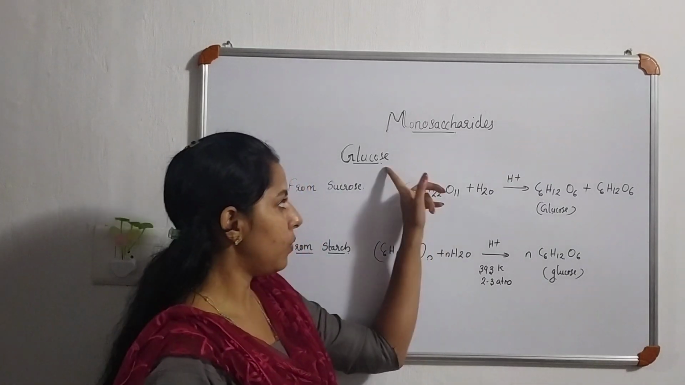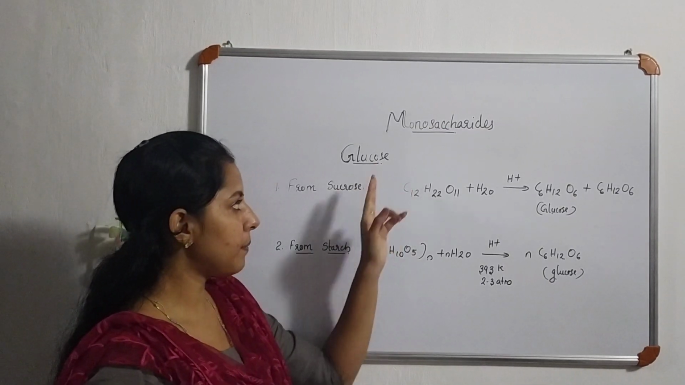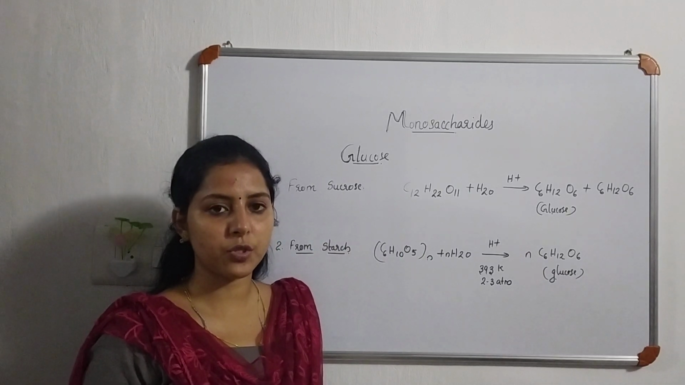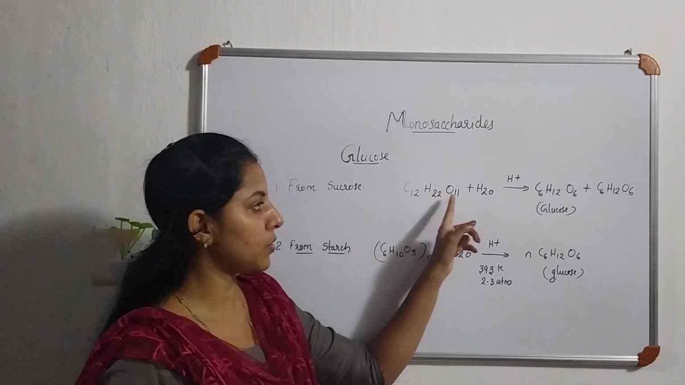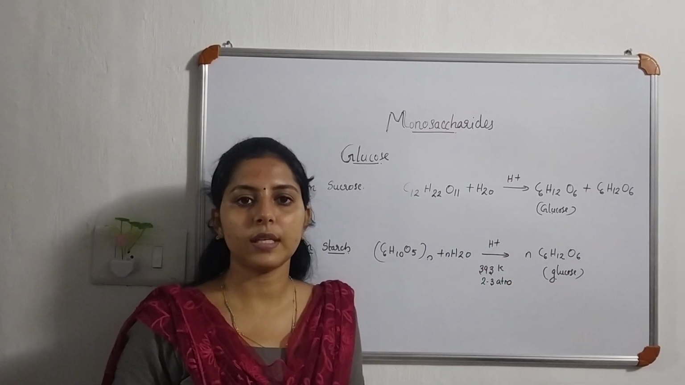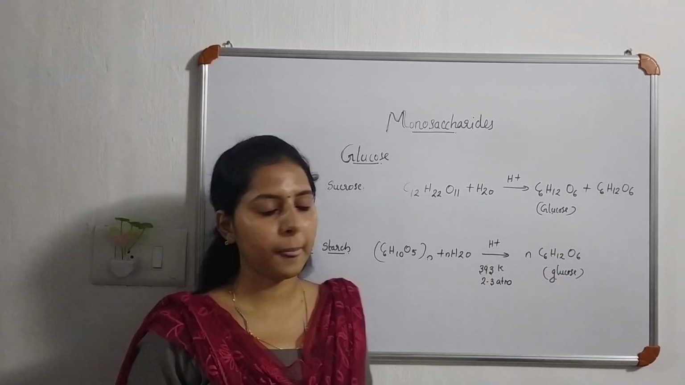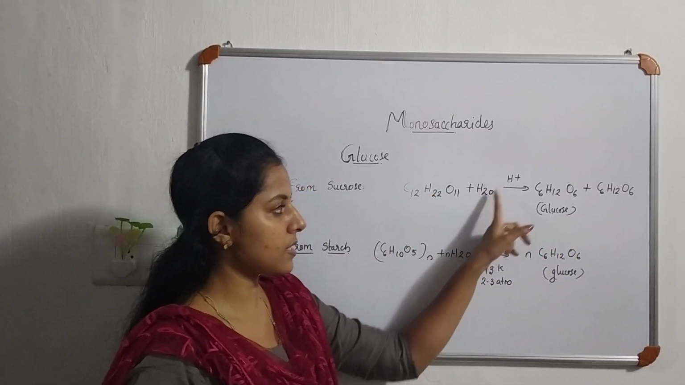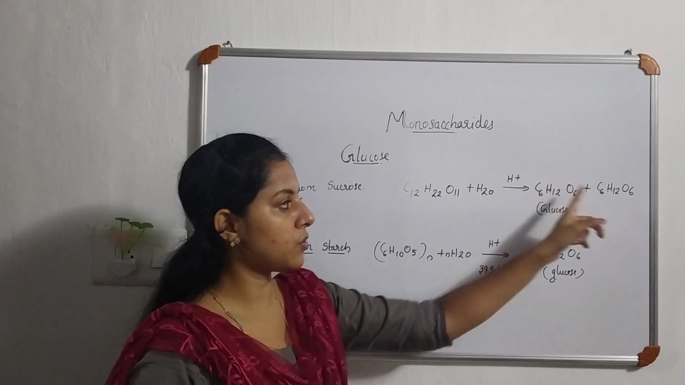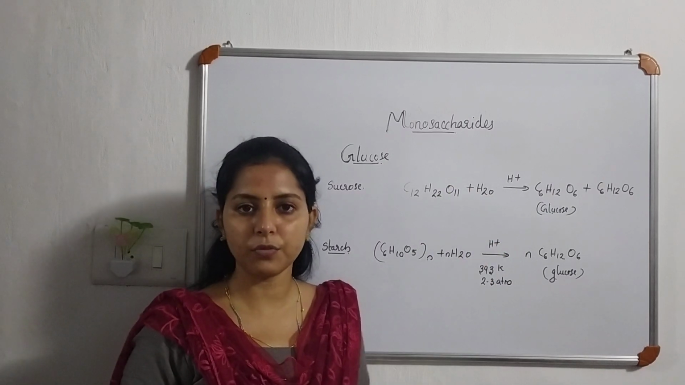First, let's consider glucose. These are the two methods of preparation of glucose. Glucose can be prepared from sucrose as well as from starch. First, from sucrose. Sucrose means cane sugar, and its chemical formula is C12H22O11. This disaccharide, cane sugar, on hydrolysis in an acidic medium, using either hydrochloric acid or sulfuric acid, gives two monosaccharides, glucose and fructose. So this is the simplest and the first method of preparation of glucose.